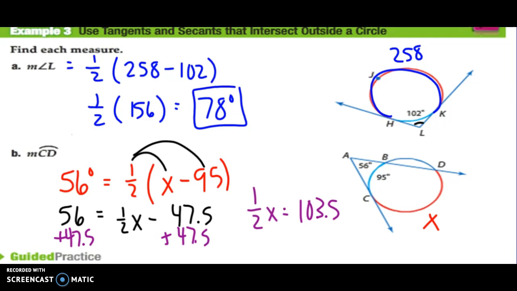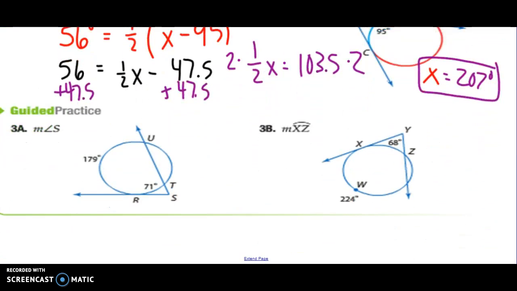How do I undo multiplying by 1/2? I divide by 1/2, or multiply by 2. And I find it to be 207 degrees. So again, you can go both ways. If you know the angle, you can find an arc. If you know the arcs, you can find an angle. Here's a couple guided practice problems you can try now.